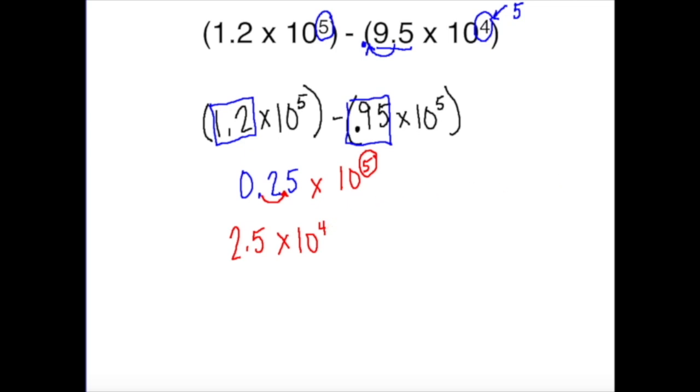All right, so when we add and subtract, we can subtract and add directly, as long as our power of 10 is the same. If it's not the same, we just change it. And then once we get our answer, we have to make sure that it is a number between 1 and 10. So now let's talk about multiplying and dividing.